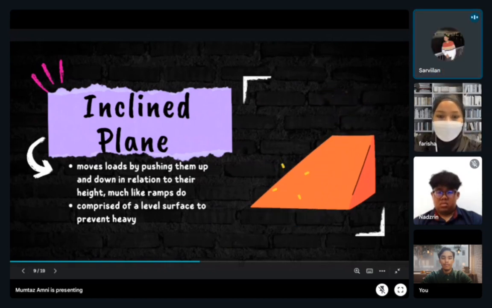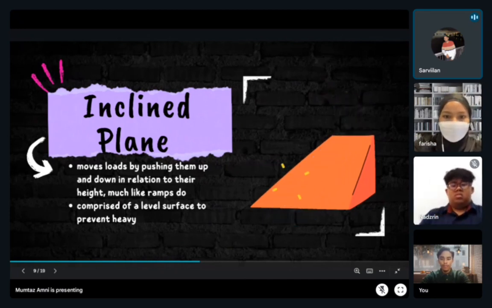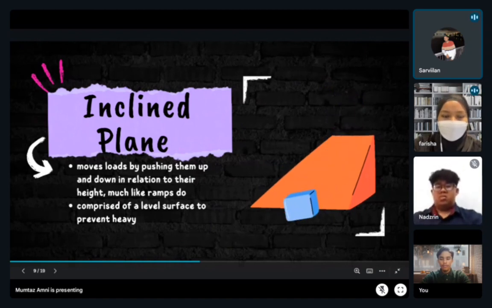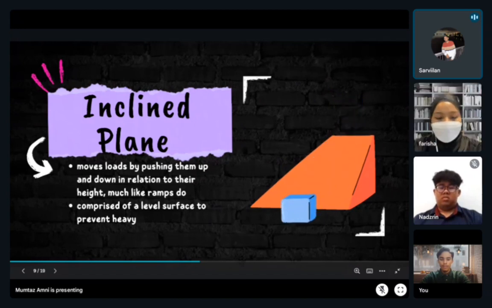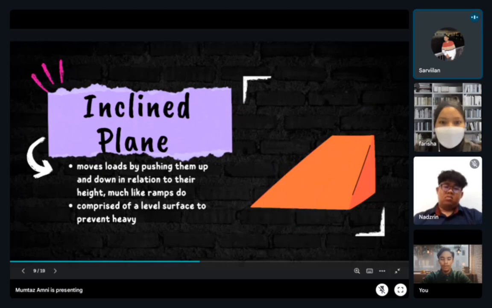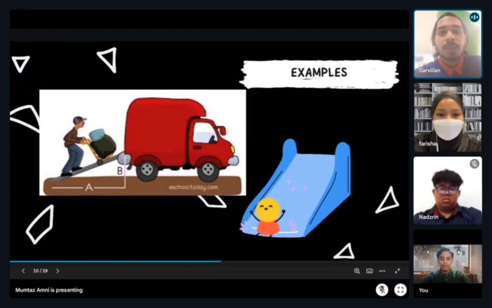The inclined plane moves loads by pushing them up and down in relation to their height, much like ramps do. It comprises a level surface to prevent heavy objects from toppling over. The force required to raise an object at a distance can be reduced by increasing the force application distance. The mechanical advantage is that the farther something needs to be covered, the less force is needed to raise the load to the necessary height. So these are examples of inclined planes.